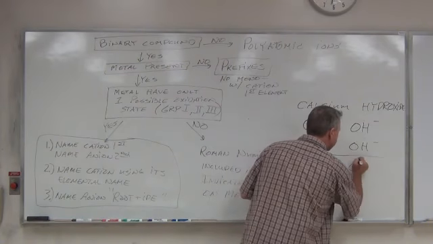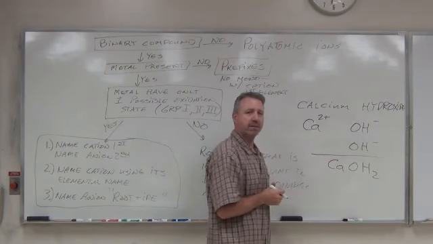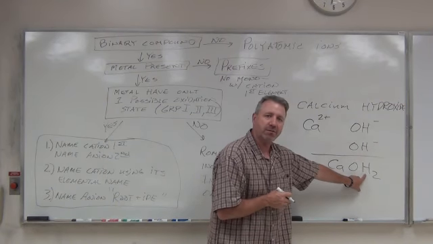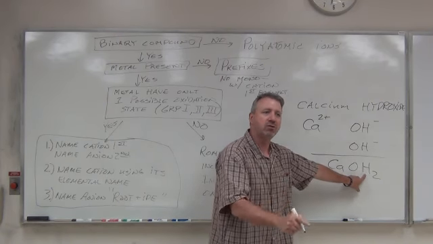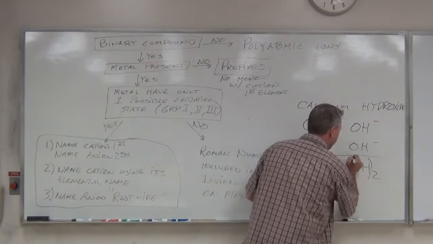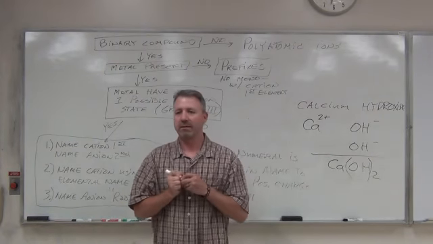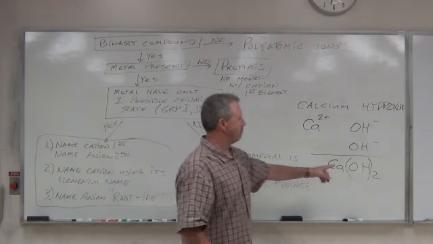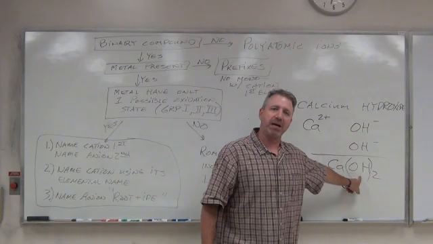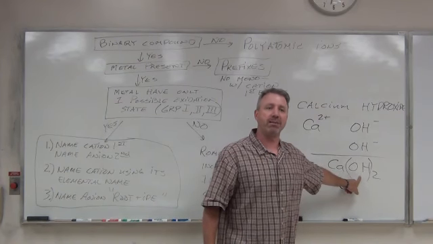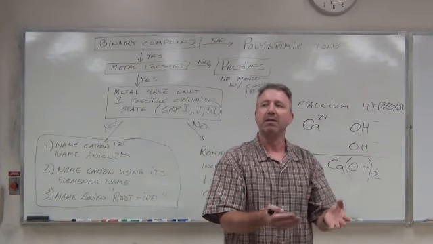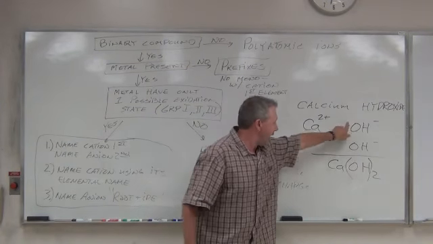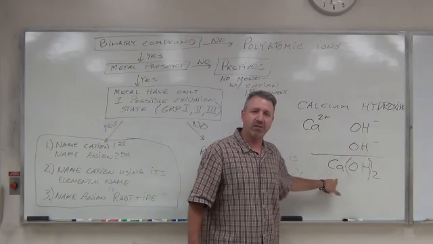I don't do this. This says 1 calcium, 1 oxygen, 1 hydrogen. I need 2 hydroxides. So I put them in parentheses. Whenever you have a formula that has multiple copies of the polyatomic ion, you must put the entire polyatomic ion in parentheses. This formula has 1 calcium and 2 hydroxides, and that's what this shows.